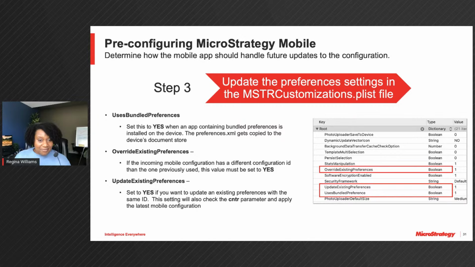And the update existing preferences is if in the future the existing mobile configuration updates for any reason, like an upgrade, or you change some settings, or you change the pre-cached documents that are listed there, and there's a new configuration coming in, having this set to yes, as well as the use bundled preferences set to yes, will cause that new updated preferences to override the old one, and now the app will use that one instead. So this is very, very important. And we'll talk about that a little bit later in the troubleshooting section, on what to do to remedy the situation if these settings weren't changed and the user had already received the app. So let's go to the next slide.